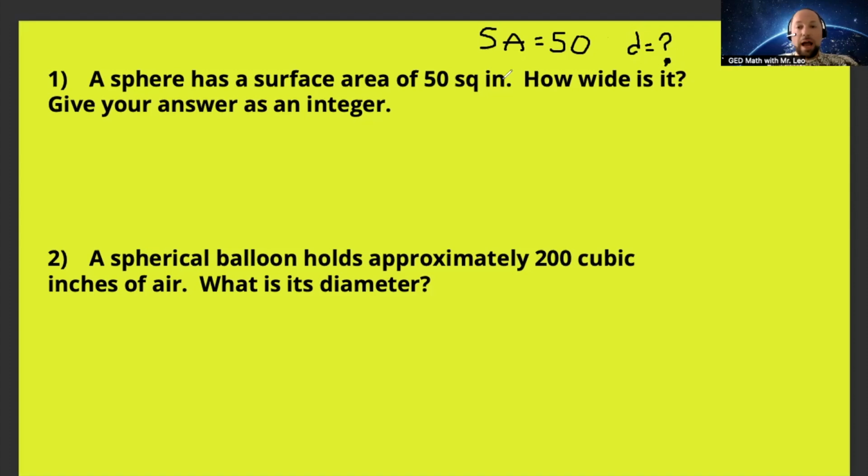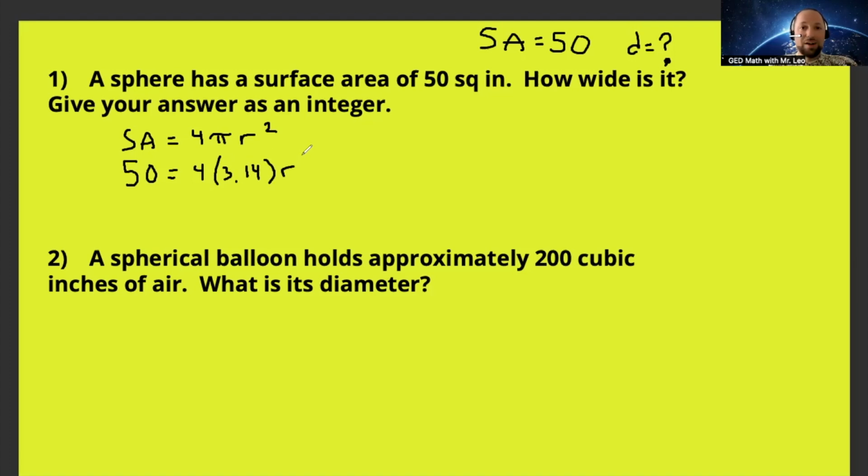All right, I believe we're going to have to work backwards. So let's start with the formula. Surface area of a sphere is 4 pi r squared. Let's plug in what we know. We know the surface area is 50. They're giving us the result. 50 equals 4 times 3.14 r squared.